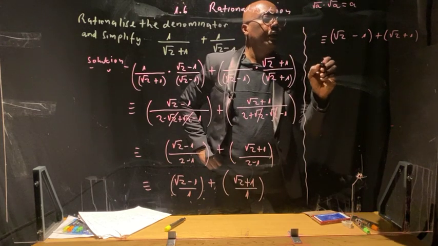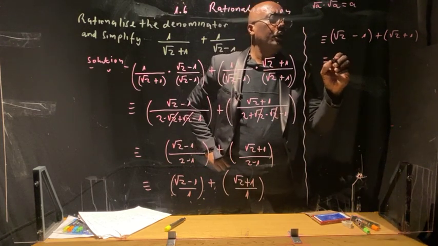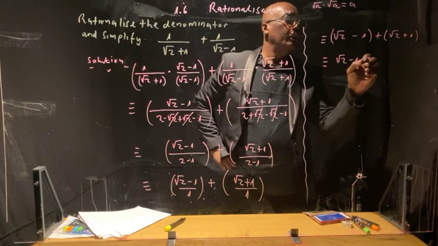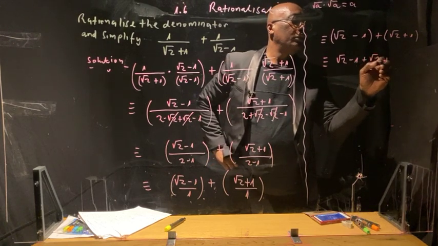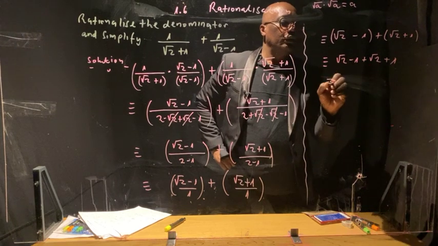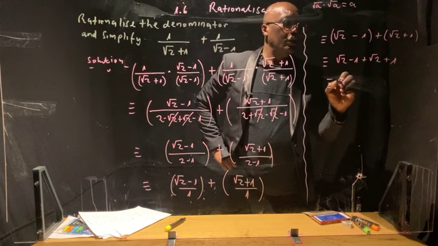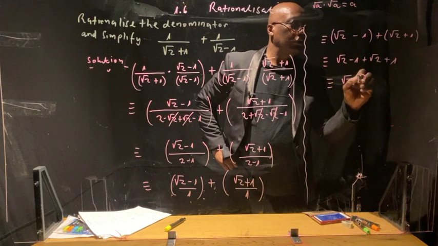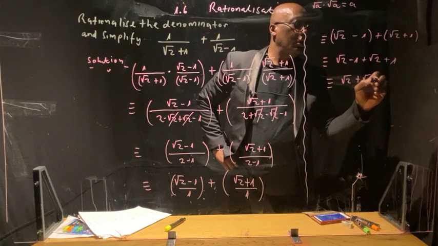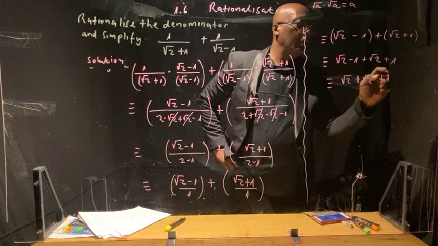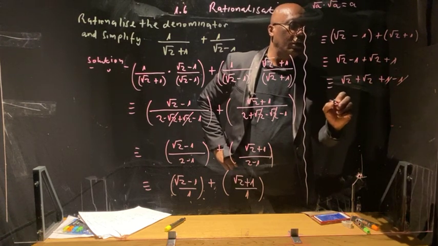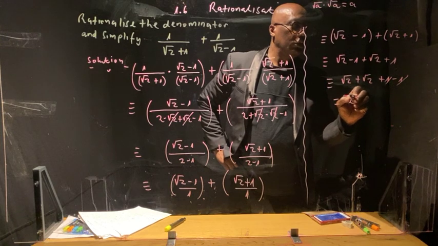So we clean it up. We have here root 2 minus 1 plus root 2 plus 1 is equals to root 2 plus root 2 plus 1, which is this one, minus 1. This one and this one cancel out, so you have 2 root 2.